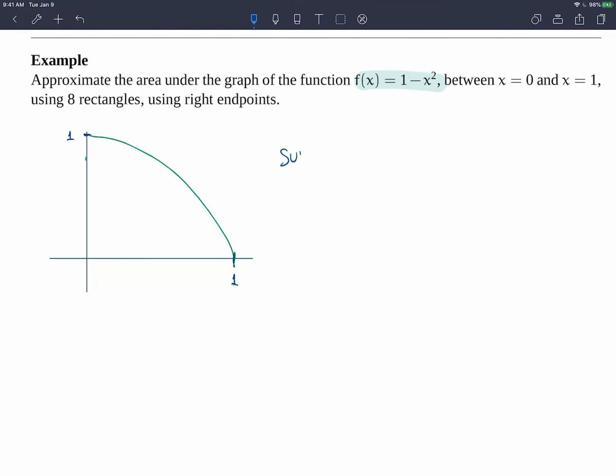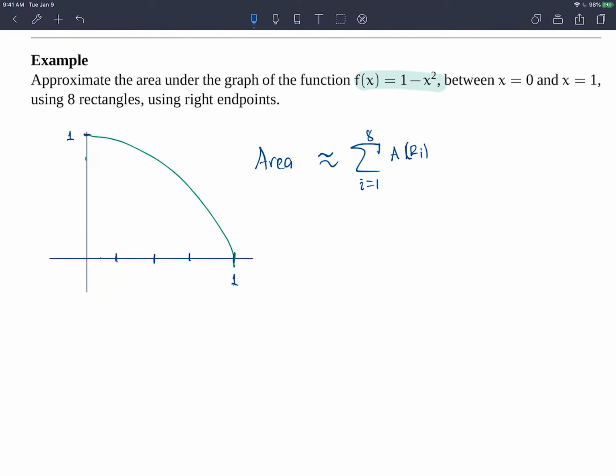We know that the area is going to be approximately the sum of the areas of rectangles. So this is going to be the sum from i equals 1 to 8 of the area of these rectangles. Who are those rectangles? Well, I'm going to cut this into 4 pieces, like that.